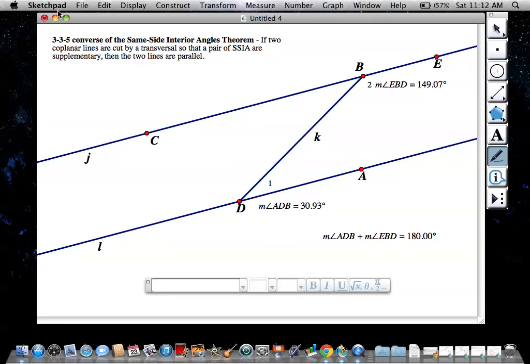All right, last one. Converse of the same side interior angles theorem. If two coplanar lines are cut by a transversal, so J and L are cut by transversal K here, so that a pair of same side interior angles are supplementary. So measure of angle 2 plus the measure of angle 1 equals 180, and I did that here. Measure of ABD plus the measure of angle EBD, they equal 180. Then that means that the two lines cut are parallel.